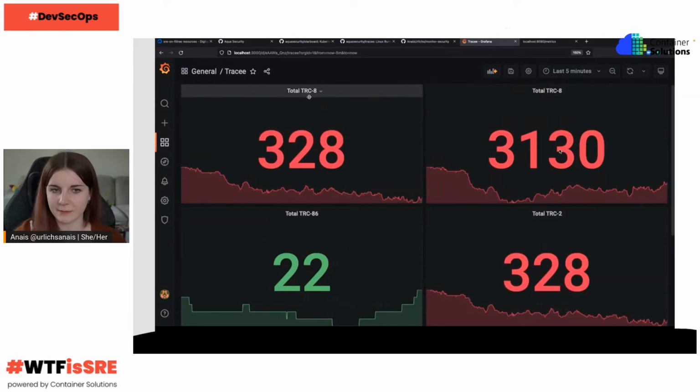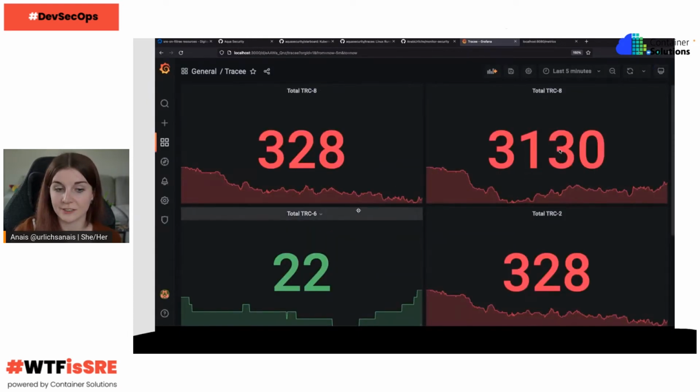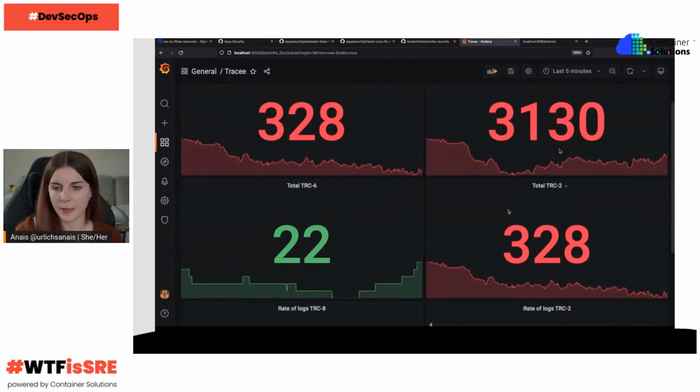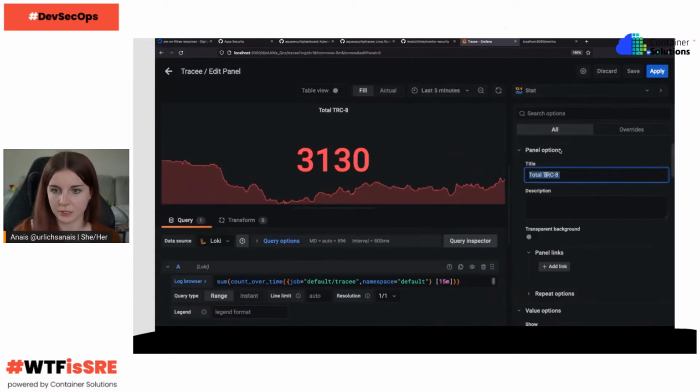While I was recording, I realized that I have to rename some of the headers. So we have here in the top left the total for the TRC signature, and then we have the total for the TRC6 signature. Those are basically different rules that are checked on the host level within your cluster, on a node level.